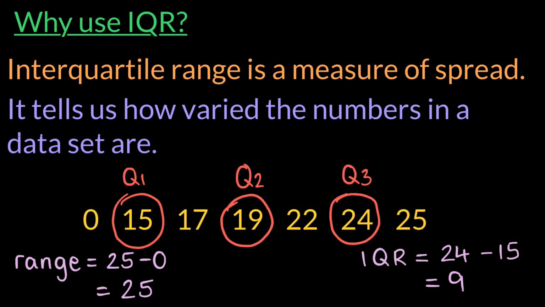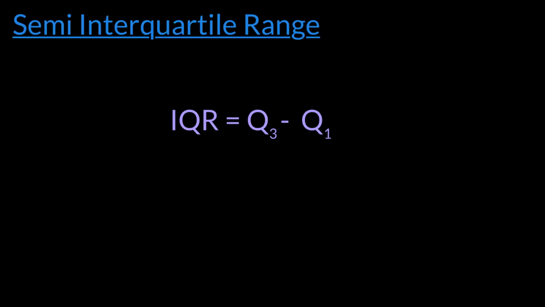So if we work out the interquartile range, which is Q3 minus Q1, we get 24 minus 15, which is 9. So you can see how the interquartile range is smaller because it excludes these outliers, the 25 and the 0, that don't really fit in with our data set.